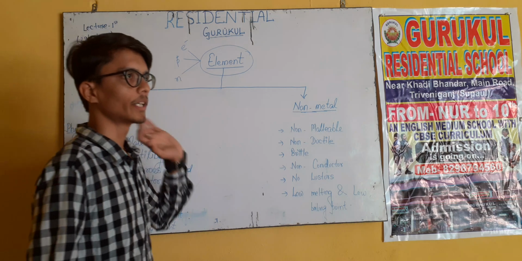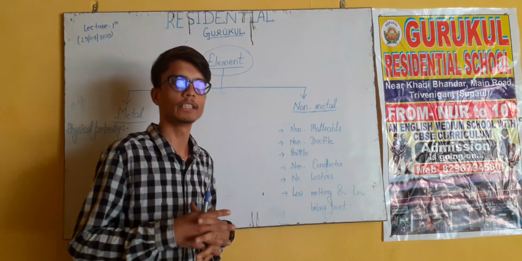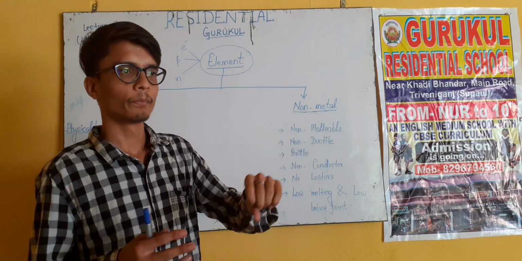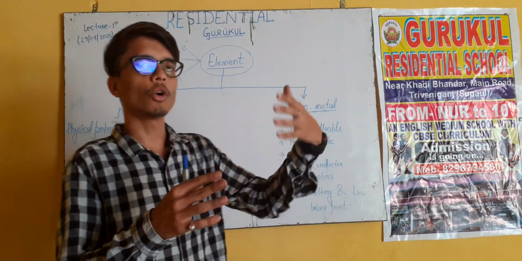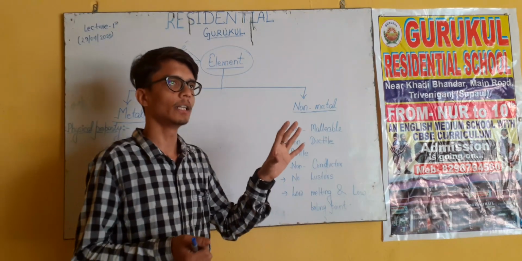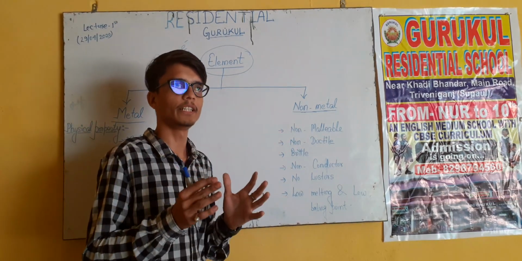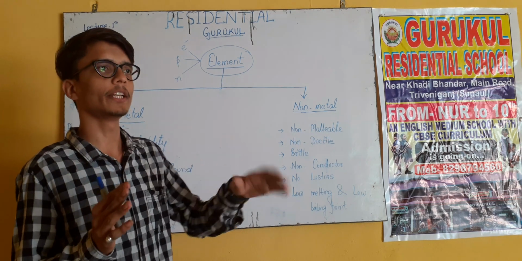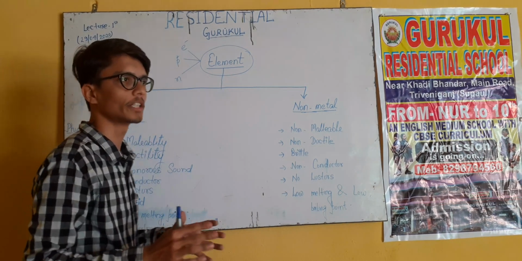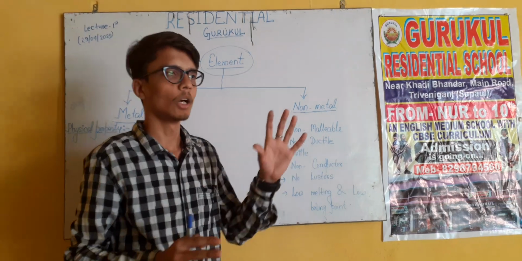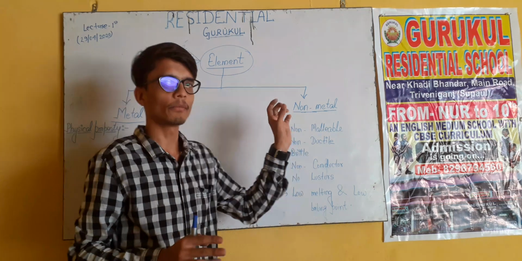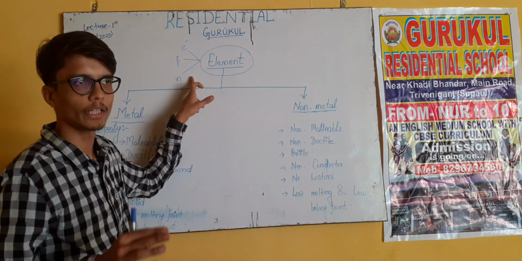First we will talk about elements. Whatever we are seeing in our surroundings, we can divide into two or more than two parts. So first we will see how we can divide all the substances that we see in our surroundings into two or more parts. So first we are starting with elements. What is an element? All the basic things that we are seeing are made up of three small particles.